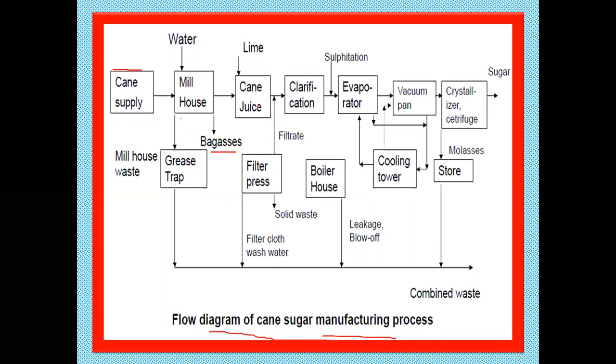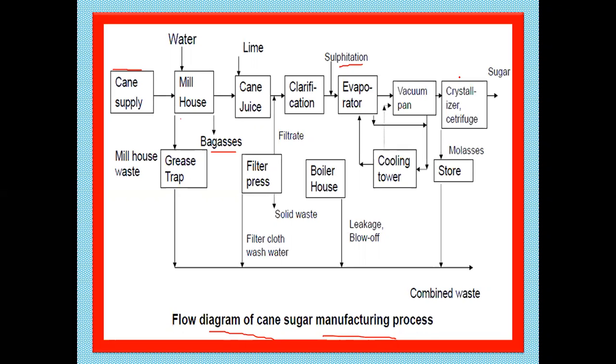After the cane juice, we are adding the milk of lime to the cane juice, and it is going for the clarification process, right? Next it is going for evaporation using sulfur dioxide. Next, after the evaporator, it is going to the vacuum pan for the crystallization process. Once it enters the vacuum pan, we are cooling with the cooling towers for the evaporator and also the vacuum pan, right? Later it is going for crystallizers under centrifuge and we are getting separate grades of sugar.